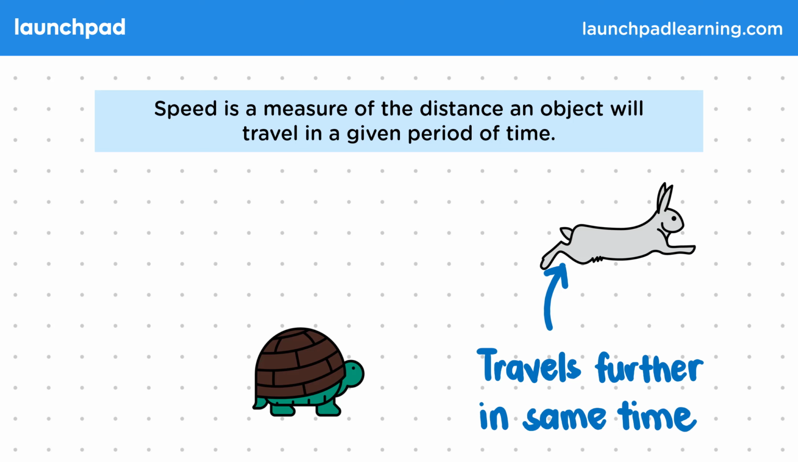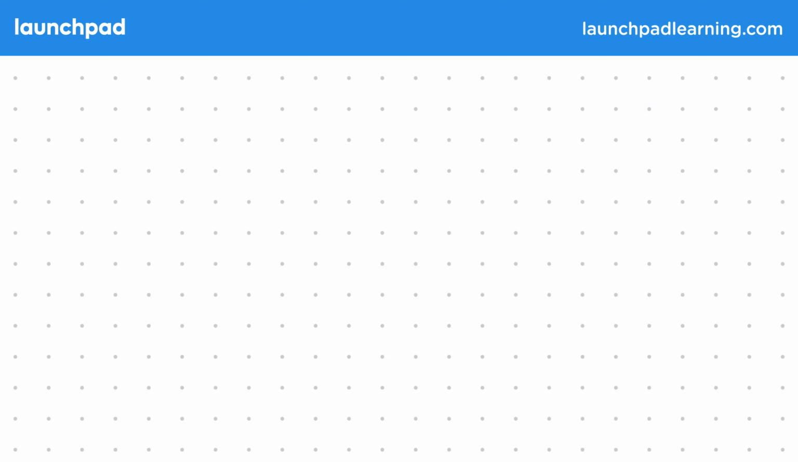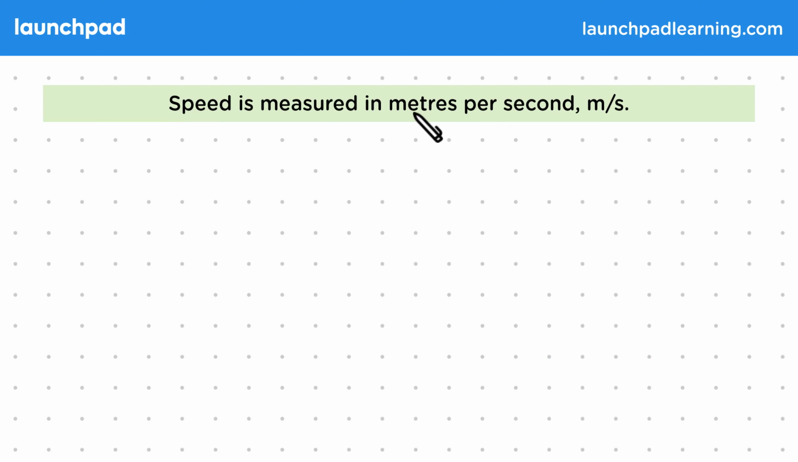So what units do we give to speed? Well, speed is measured in meters per second, or m divided by s, and this is because speed is the distance per unit time.